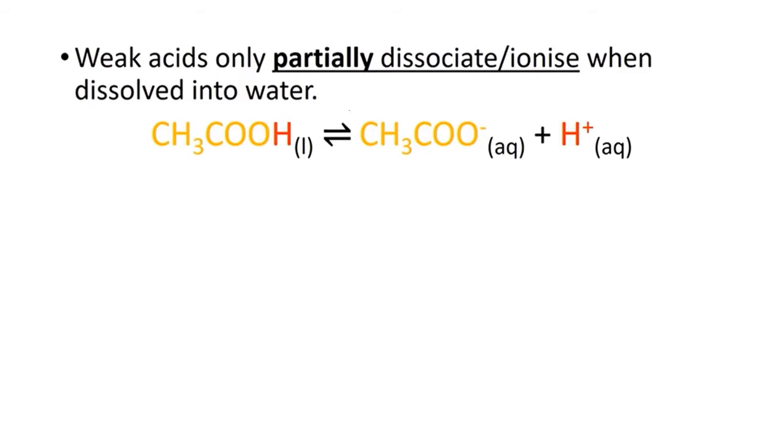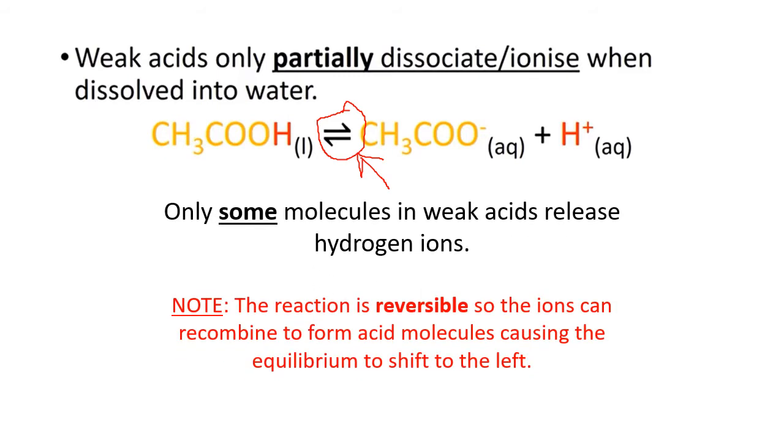This symbol here, these arrows, if I just circle them, that is the symbol of what we call a reversible reaction. We've got a whole topic coming up that talks about reversible reactions, but in weak acids, only some of the molecules will release a hydrogen ion. Now this reaction is reversible, so what that means is that some of these ions that have been split up could actually rejoin and recombine and form acid molecules again.